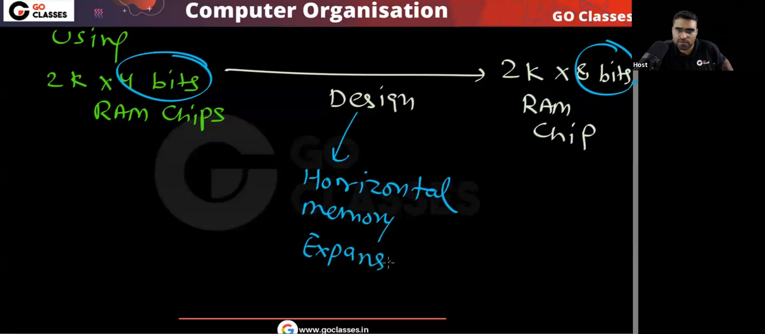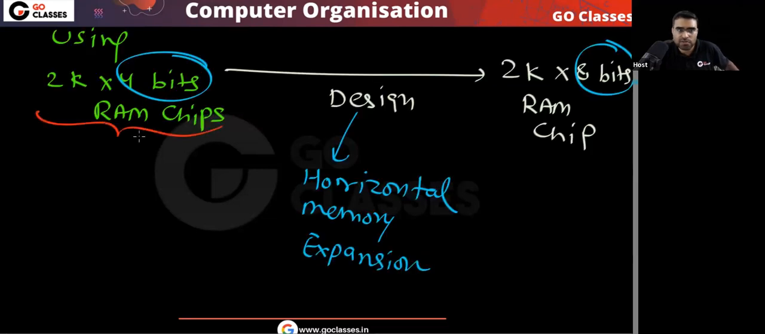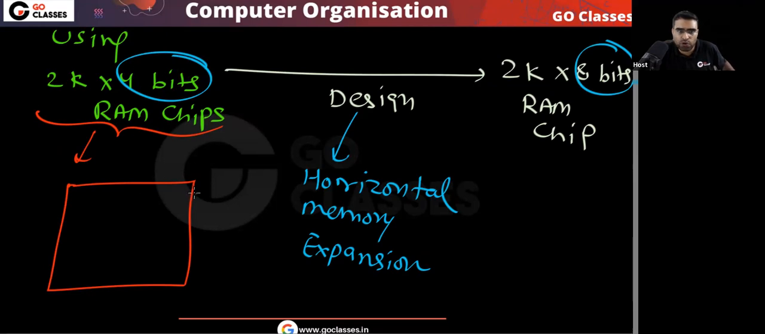Memory expansion example. Okay, this is quite simple. First of all, remember what chip you have. This is the block diagram of these chips. In these RAM chips, there are 4 data lines. Yes or no? How many data pins are there? There are a total of 4 data pins.